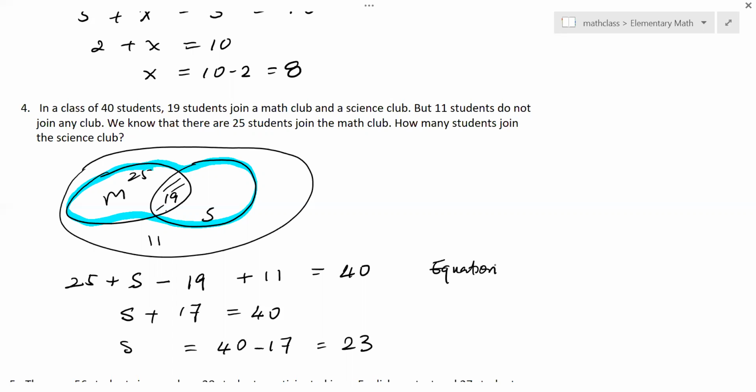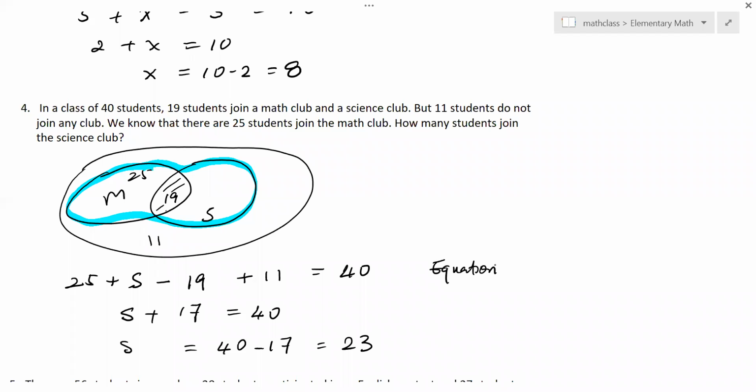Do you understand how we set up the equation? We're trying to calculate the total number of students based on the given information. Suppose we don't know there are 40 students. The right side, we already know is 40, but on the left hand side we're trying to write down the expression which represents the total number of students. That expression involves this unknown number, which represents the students who joined the science club.